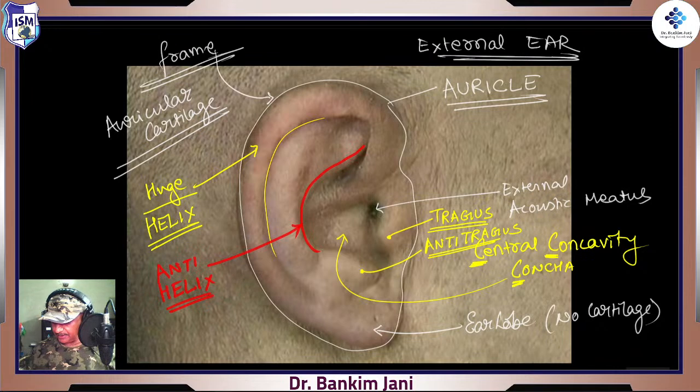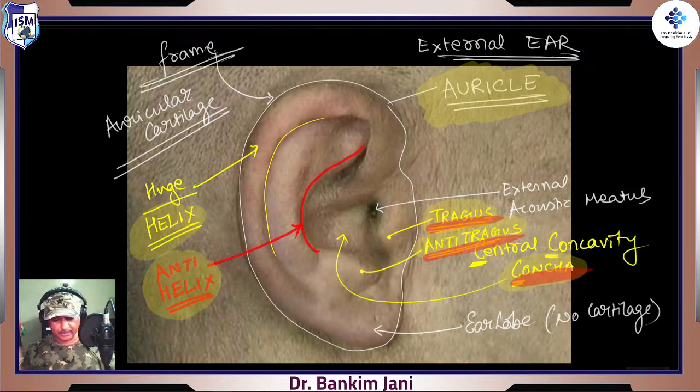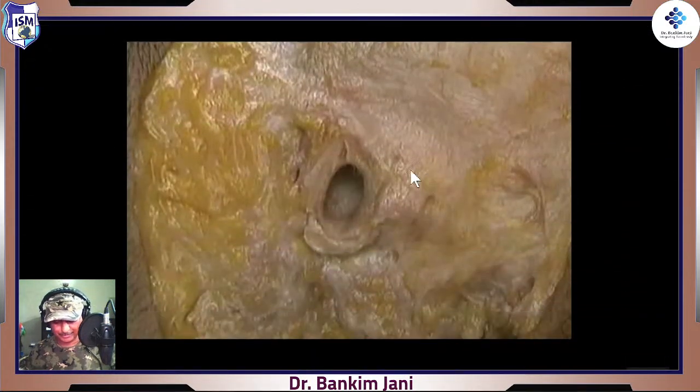So here is what we need to know: the auricle, helix, antihelix, tragus, antitragus, and the concha. So these are the areas, and that is what we need. From this, we move on to our dissections.